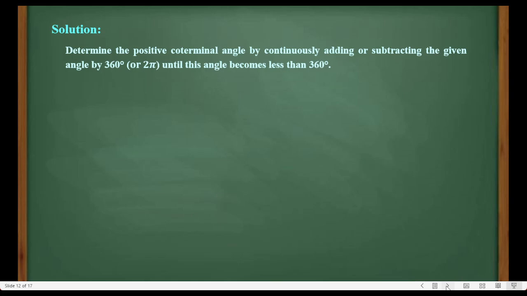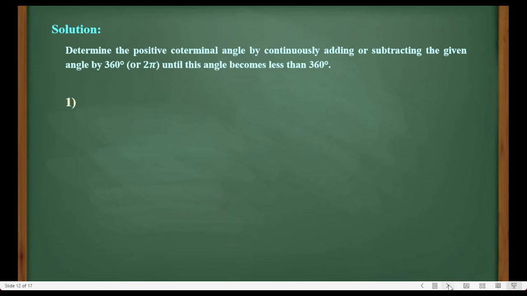So let us consider number 1. Okay, so for our solution, we consider this step, which is determine the positive coterminal angle by continuously adding or subtracting the given angle by 360 degrees if the given measure is in degrees, or you continuously add or subtract that by 2 pi if the angle is in terms of radians, until such time this angular measure becomes less than 360 degrees or less than 2 pi.